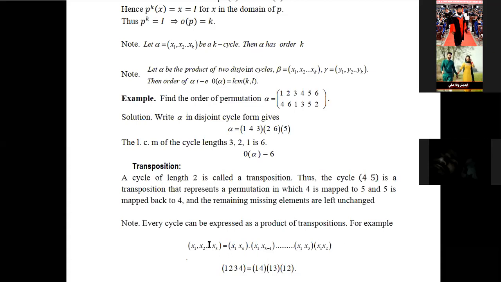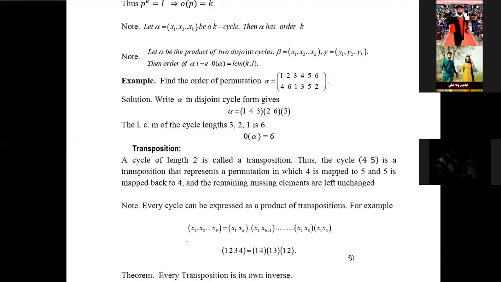Just like we have this cycle. How do we find the transpositions? There are many ways, but you follow this way. You take x1 and xk, then x1 x(k-1), then again x1 x(k-2), up to x1 x2. Okay, these are the transpositions. You can find the transpositions in any way, but the number of transpositions in every way is always fixed.